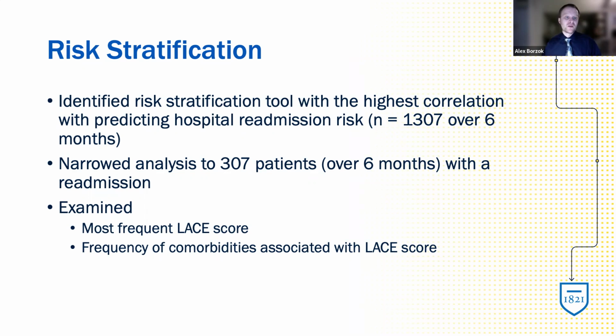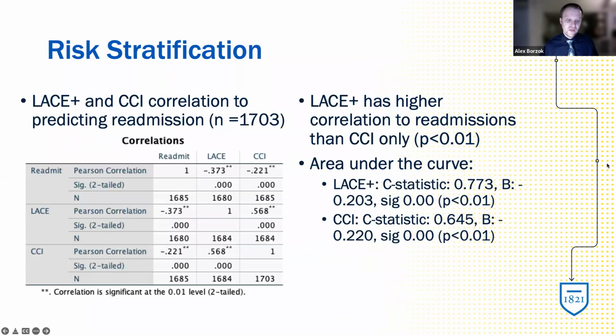So let's back up. Let's take one more look at this at the very beginning. We took those 1,703 patients and calculated the LACE Plus and CCI score for all of them. Every one of those patients had a LACE Plus score and a CCI score, and we correlated that to how well they predict readmission.